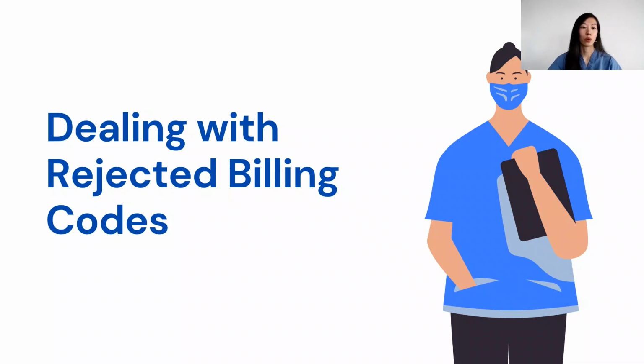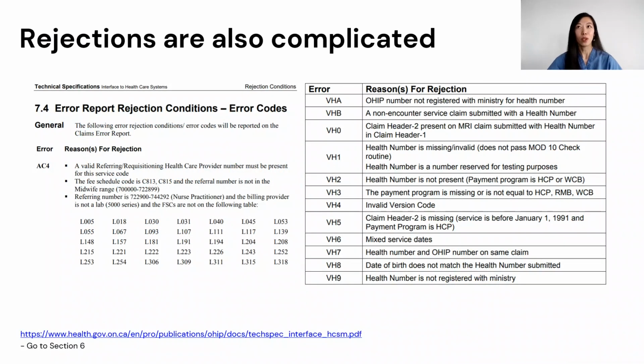So what about dealing with rejected billing codes? You can bill something, but then it gets rejected and you don't even know why. I would say that rejections are also super complex. I don't know why things are so complicated, but we have billing codes, you have all these acronyms you have to know in family medicine, and when you get a rejection, you don't actually know why, you just get a code that tells you why it's rejected.